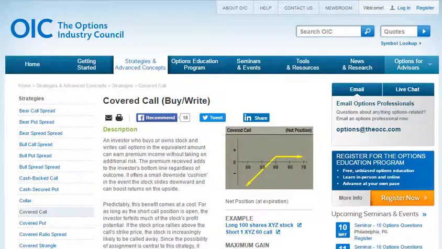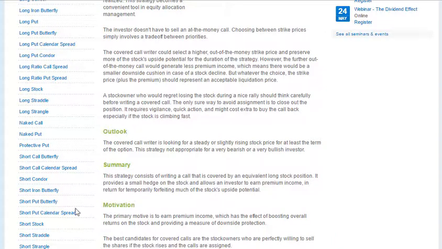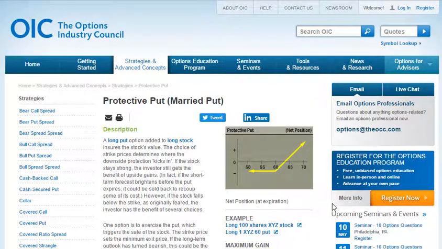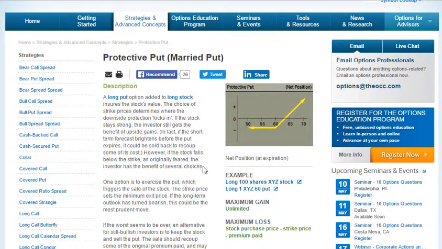If we go in, next after the long call in this LOS, what we're going to look at is the protective put. So we can just scroll down and we can see here's the protective put. Maybe I'll come back to this when we finish the covered call. But again, here's the protective put. So I won't read through it all right now. We're going to finish up with the covered call.